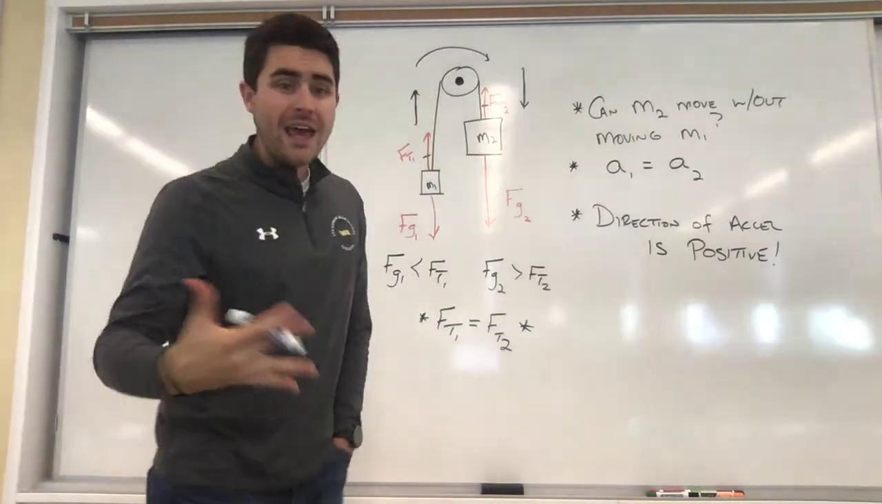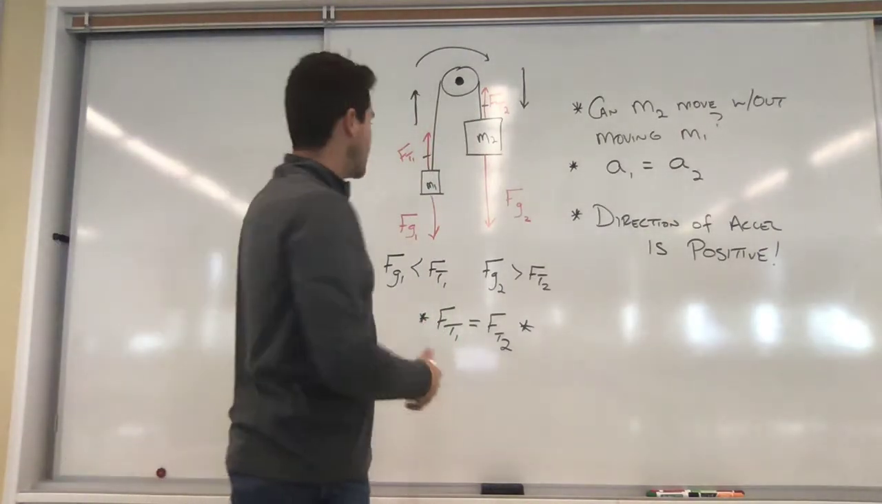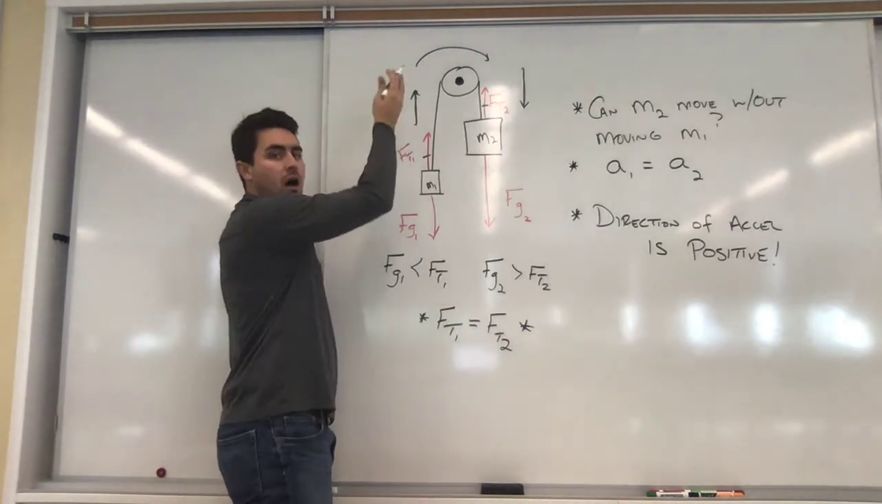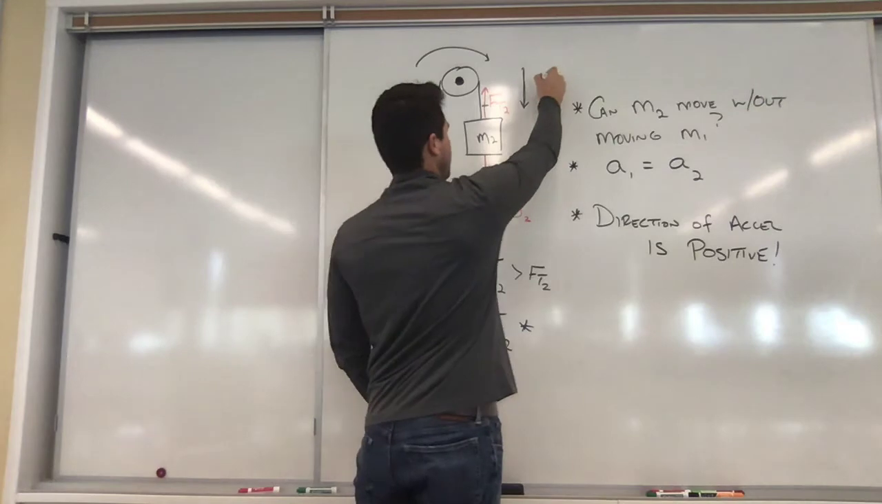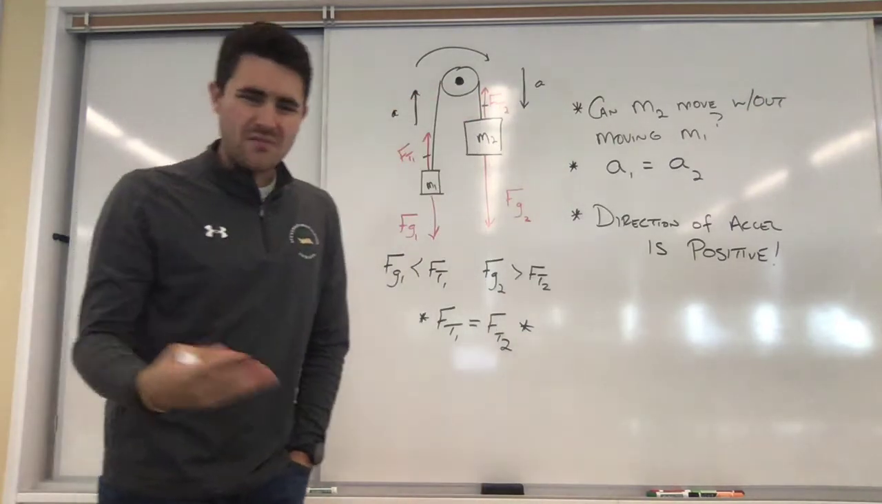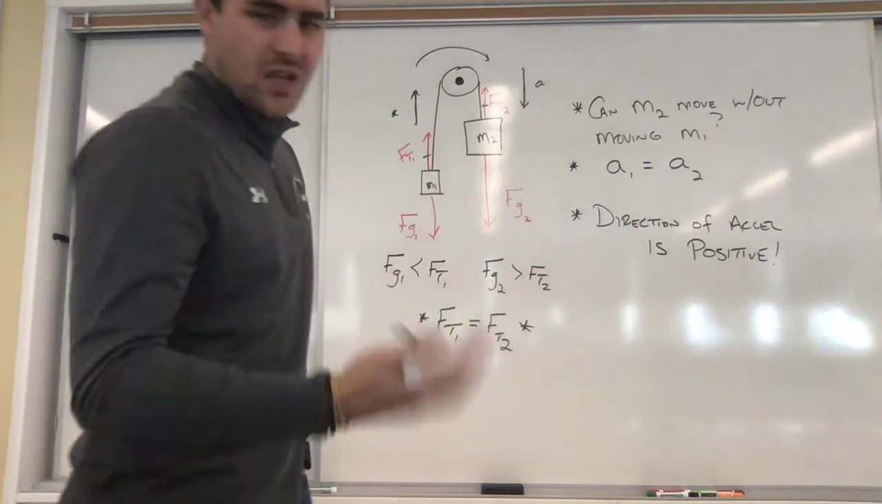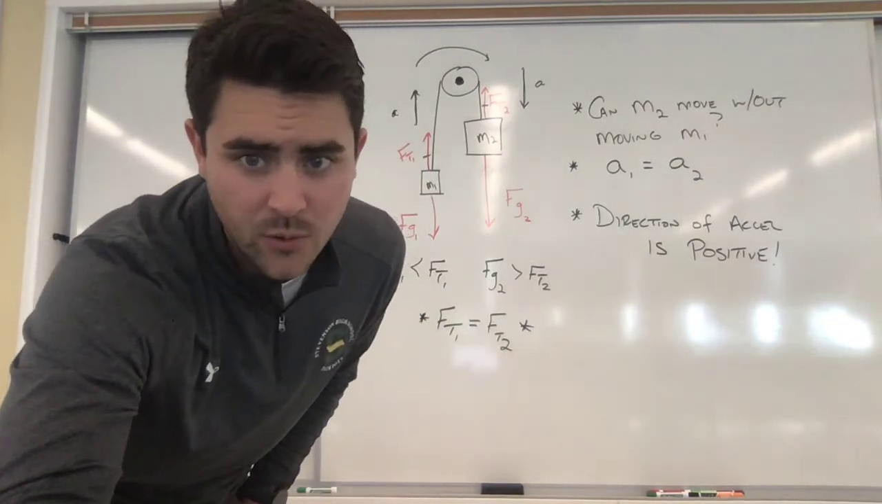Okay? Whichever way this object is accelerating, we're going to call that direction positive. So over here, up is positive, down is negative because it's accelerating up. And over here, the acceleration is down, so we'll call that positive. That's all that means. We will always call the direction of acceleration positive. It just makes math a little bit easier for us.